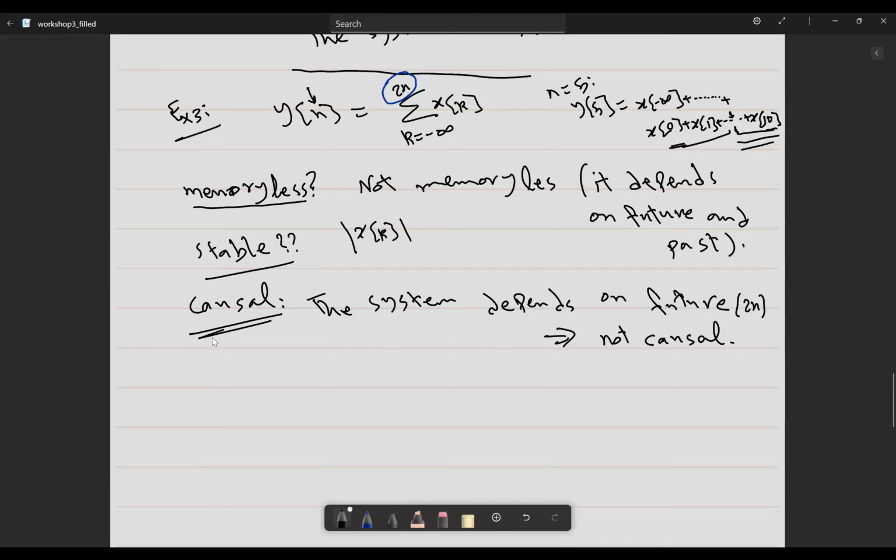Then linearity. To do the same, let's assume we have input x1(t). This will produce, at n, the output y1[n] equals the summation from k equals minus infinity to 2n of x1[k].